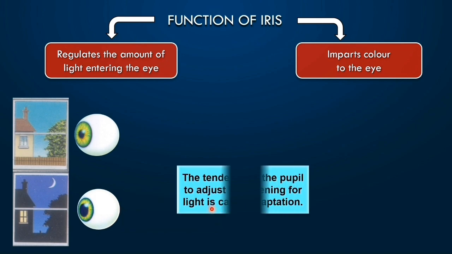Clear everyone? Now see, what do you understand by adaptation? When light enters our eye, the adjustment the pupil makes is called adaptation. So see the definition: the tendency of the pupil to adjust the opening for light is called adaptation.